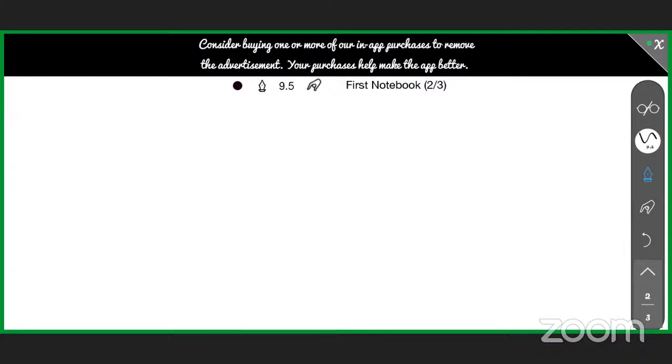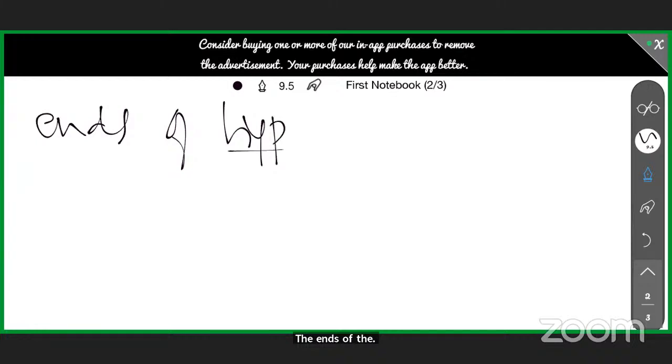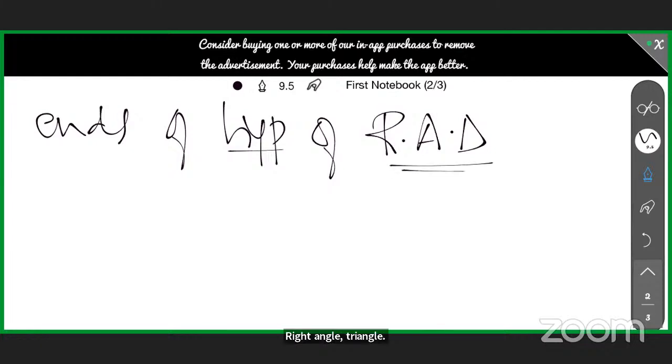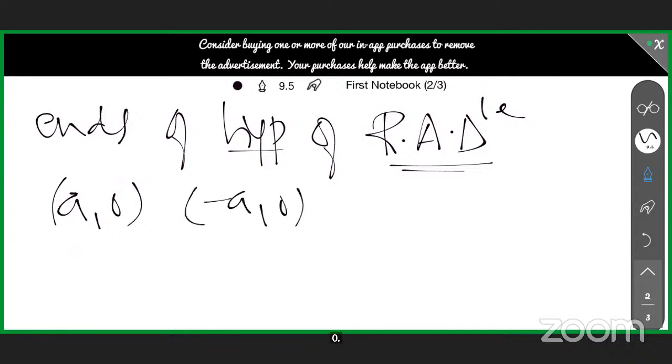A little common sense and a little math knowledge. The ends of the hypotenuse of a right angle triangle are a comma 0 and minus a comma 0. Find the equation of the third vertex.